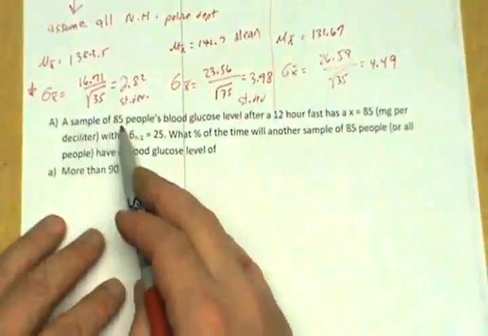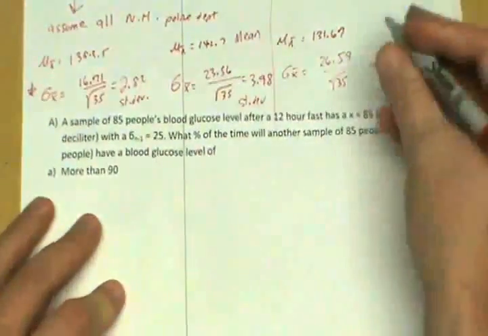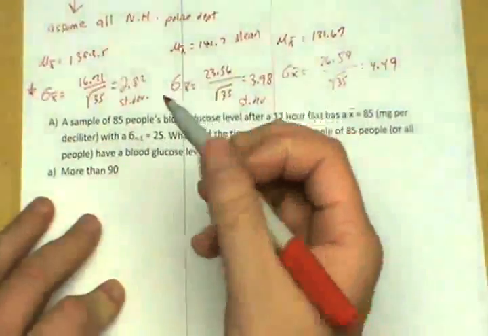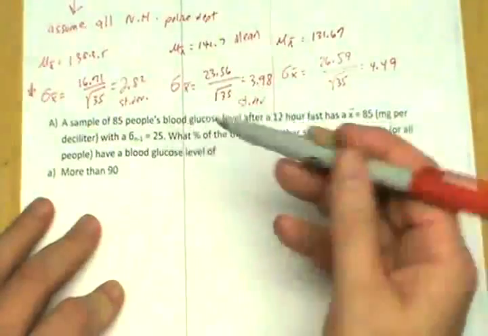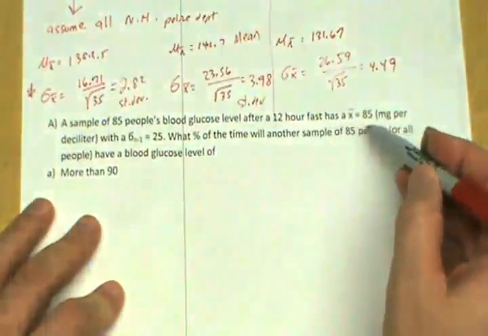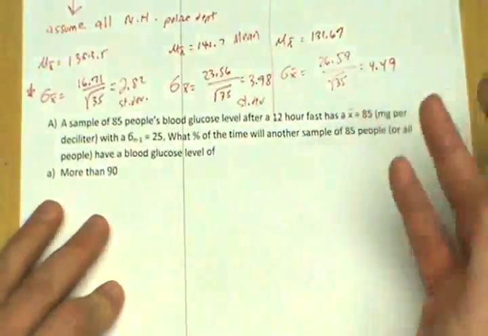A sample of 85 people's blood glucose level after a 12-hour fast has a mean of 85 milligrams per deciliter with a standard deviation of 25. What percentage of the time will another sample of 85 people have a blood glucose level of more than 90? Well, there's a couple questions in here.